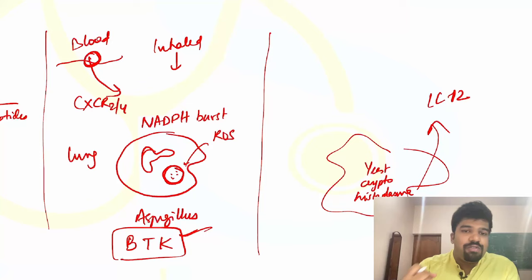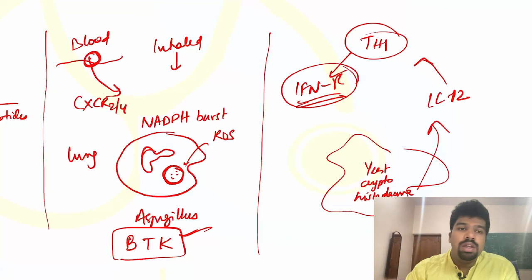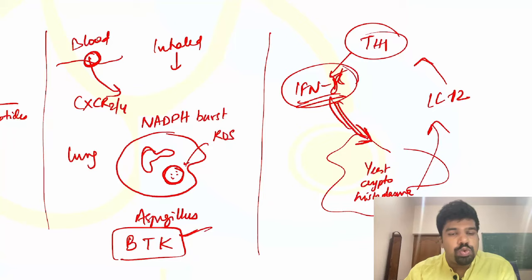Macrophages release IL-12. IL-12 calls the TH1 response. So TH1 releases, most important is interferon gamma, obviously. So interferon gamma comes, and interferon gamma is going to cause killing of this particular intramacrophagic fungi. This is the TH1 macrophage response.